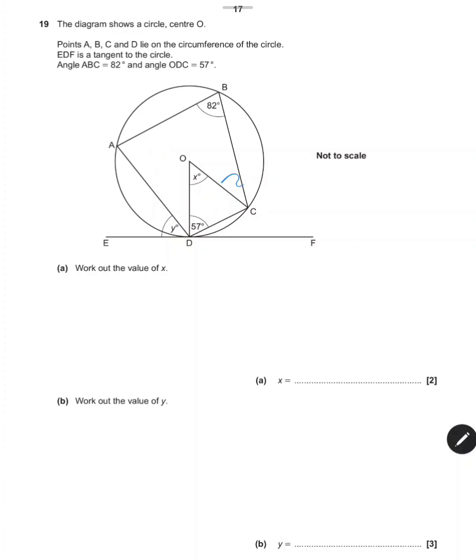So question 19, nice little circle theorem question. All this information is just explaining the diagram. So focus mainly on the diagram. It says work out the value of x, which is here. And if we look at just this part of the diagram, we've got a triangle, center to circumference, center to circumference. That there is an isosceles triangle. And if this is 57, then this is 57. And we're just looking for this top angle.